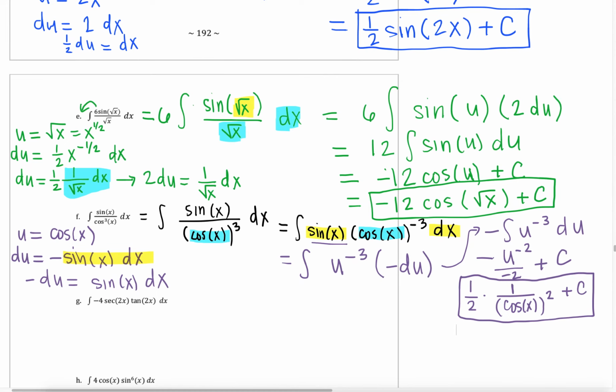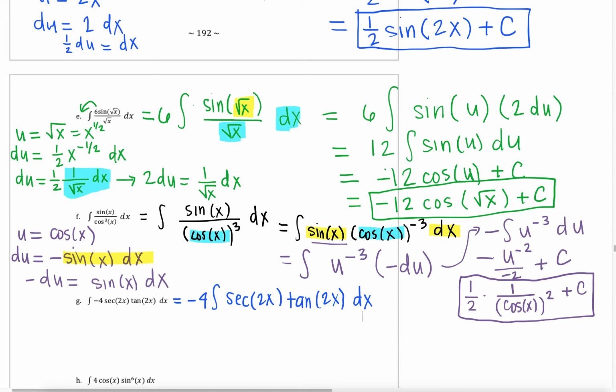Okay, let's look at part G here. So in part G, we have the integral of -4 times secant of 2x times tangent of 2x dx. Well, the first thing I notice is that -4. I'm going to take that out of the integral because it's not going to affect my U-substitution and it's not going to affect my basic antiderivatives here. Now we're left with the integral of secant of 2x times tangent of 2x.